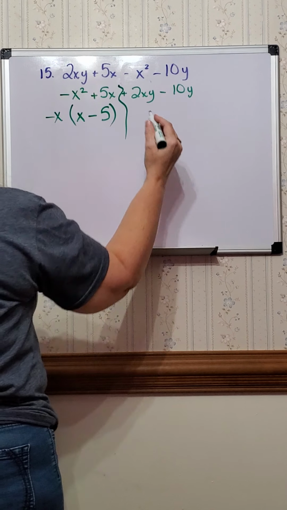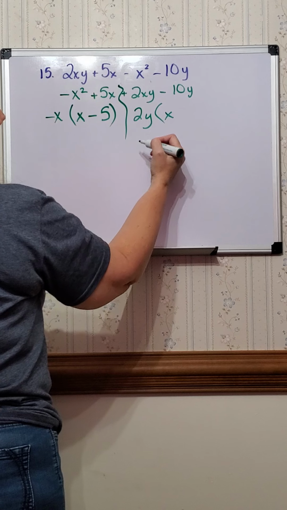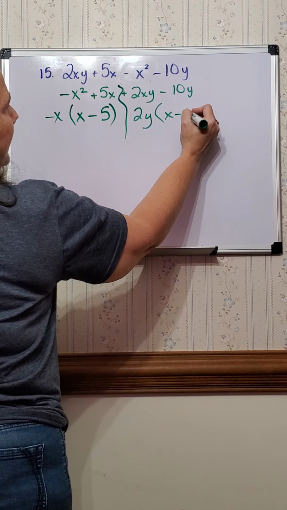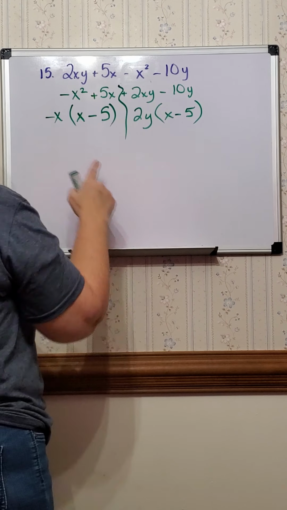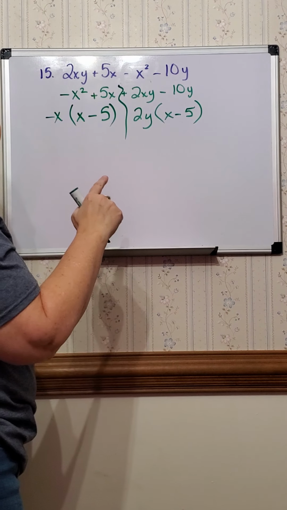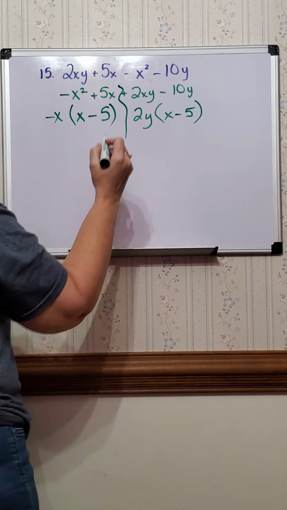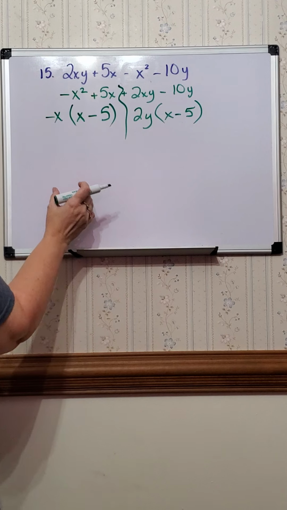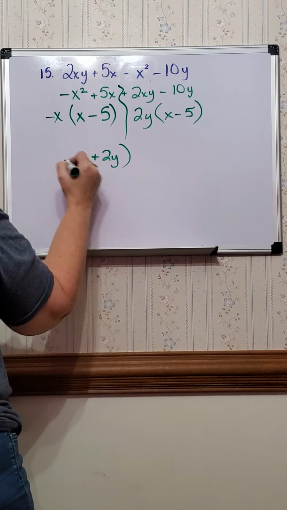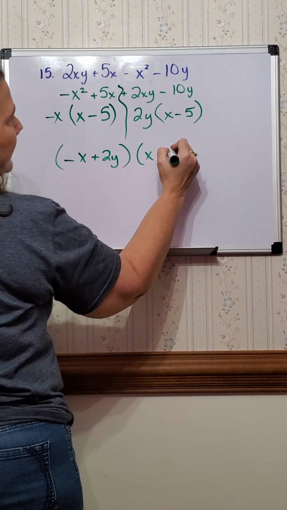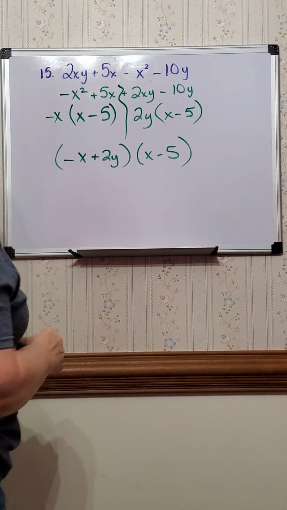Here, what can I pull out? I can pull out a 2 and a y, and that's going to leave me x minus 5. Remember, I want these to be the same. If you didn't pull out the negative x here, you would have been left with a positive there, and that would have messed that up a little bit. So pull out that negative if you can. All right, now I have negative x plus 2y, and I bring down my x minus 5. Let's go ahead and look at one more.